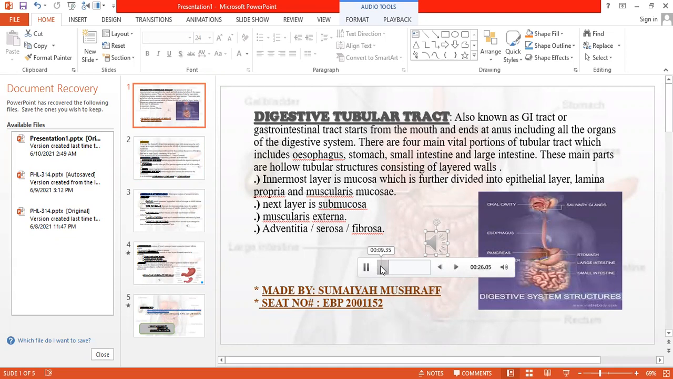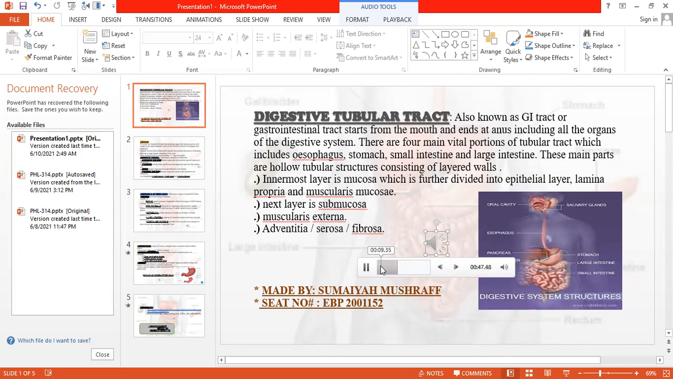My assignment topic is about examination of slide of stomach. The topic I have covered in my portion is the digestive tubular tract, introduction, and histology and anatomy of stomach.